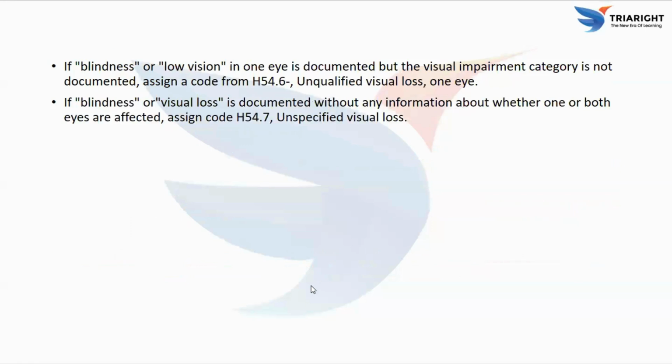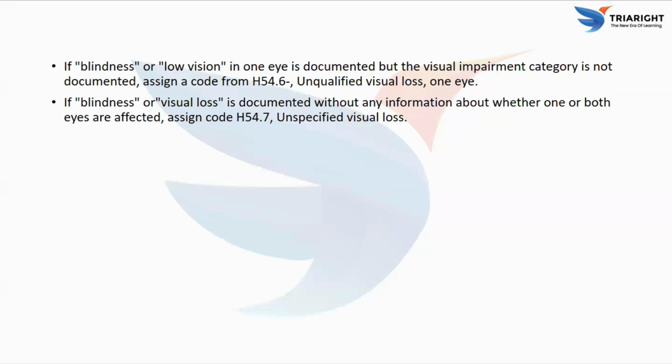So next is the blindness or low vision in one eye, where the category is not documented. If blindness or low vision in one eye is documented, but the visual impairment category is not documented, you have to assign a code from H54.6 unqualified visual loss in one eye. Nothing but if a physician clearly states that one eye only has the blindness or low vision, but does not provide the category like category 3, category 4, etc., then you must assign a code from H54.6, which indicates the unqualified visual loss for one eye.